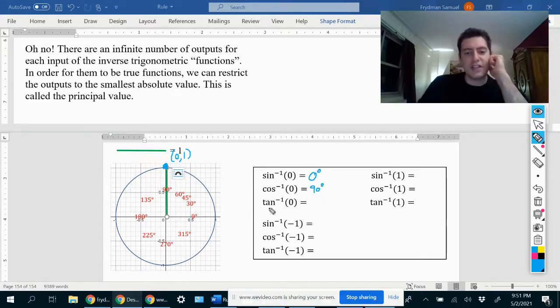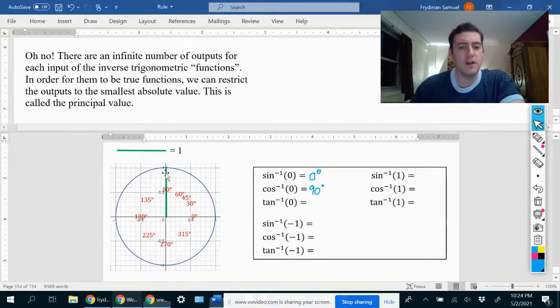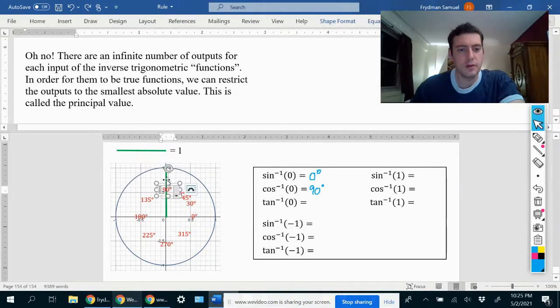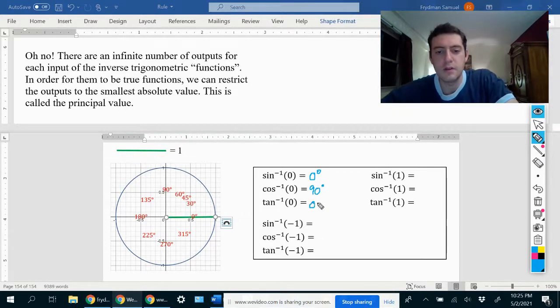What about the inverse tangent of 0? What angle has a tangent of 0? That would be 0 degrees. And why is that? Because the line meets the circle over here at the point 1, 0. The tangent of 0 degrees would then be 0 divided by 1, the y value divided by the x value. And 0 divided by 1 is 0.